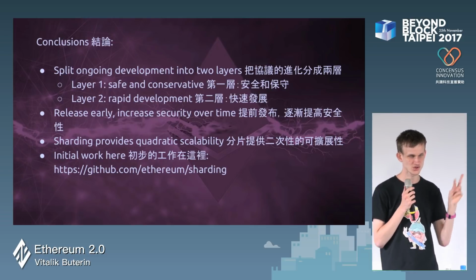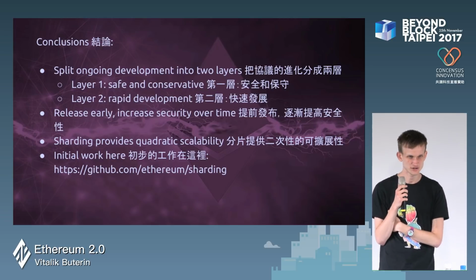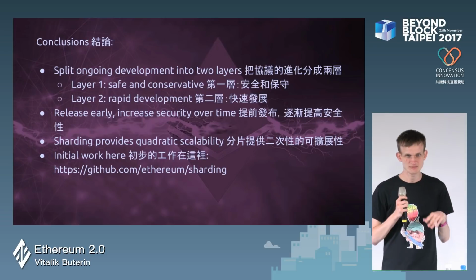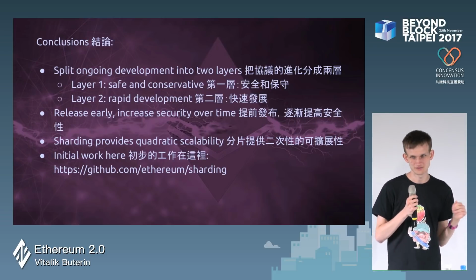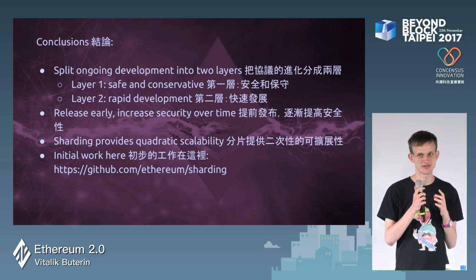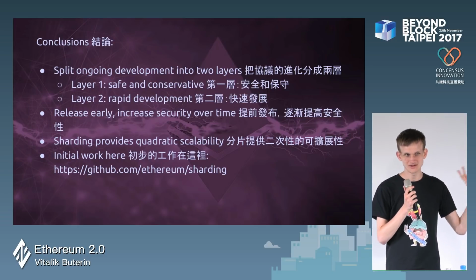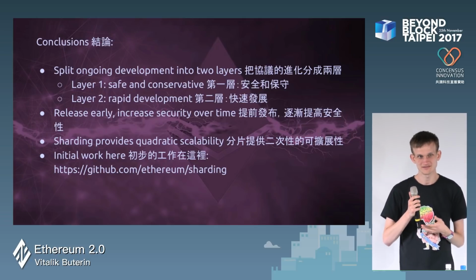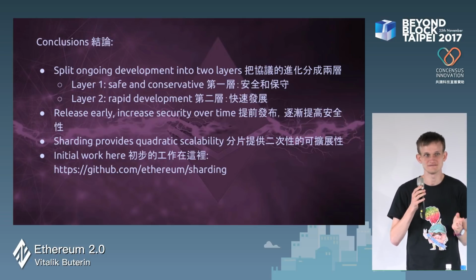And with sharding, we also get fairly easy, immediate access to quadratic scalability, which is basically how you can get, possibly, in the thousands of transactions per second with a network that runs on laptops. And there's initial work that's already being done for a lot of this. So thank you, and if people want to ask questions, I'm here.